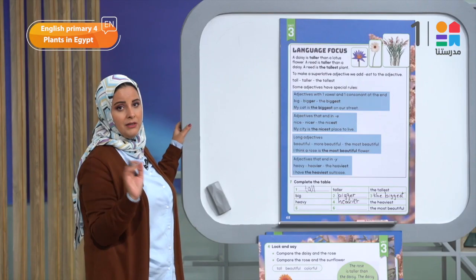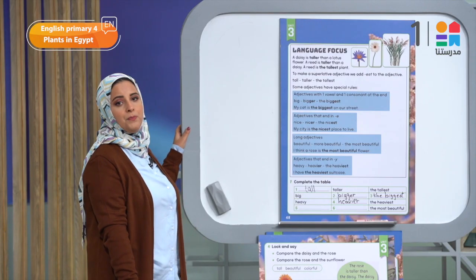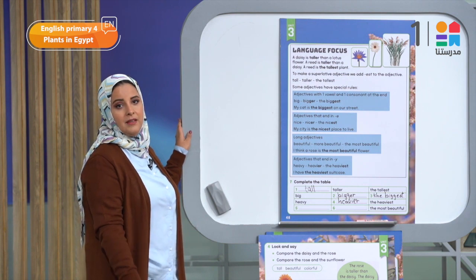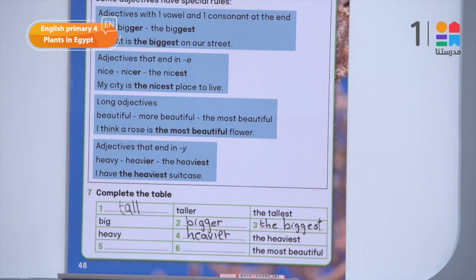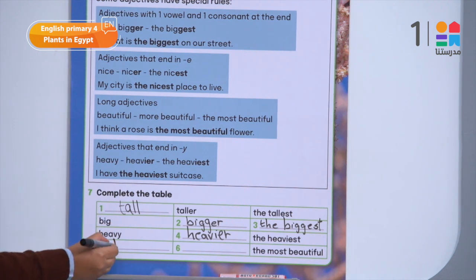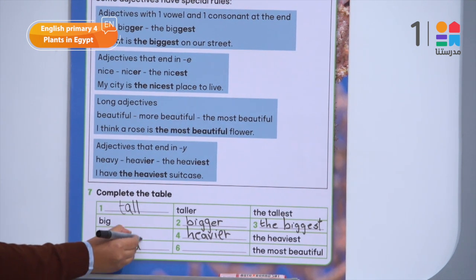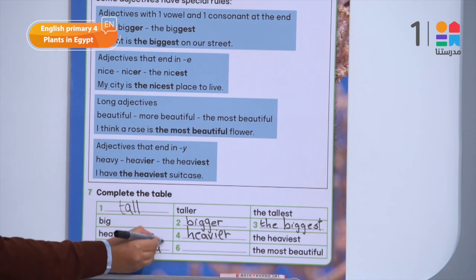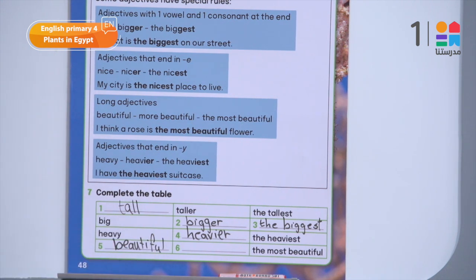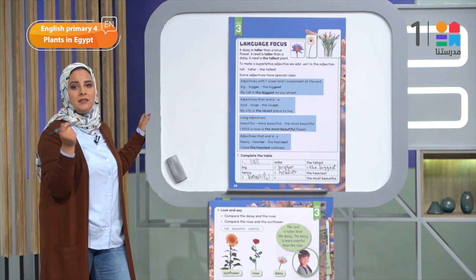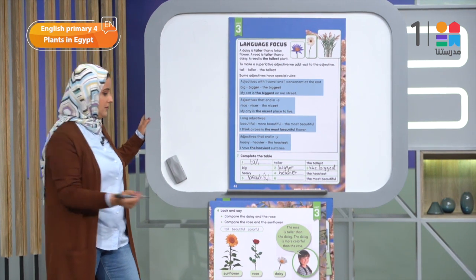Now, the last one. The most beautiful. I want the word itself, the adjective itself, before adding the most. So, I am going to say beautiful and for the other one, the comparative form, I am going to say more beautiful.